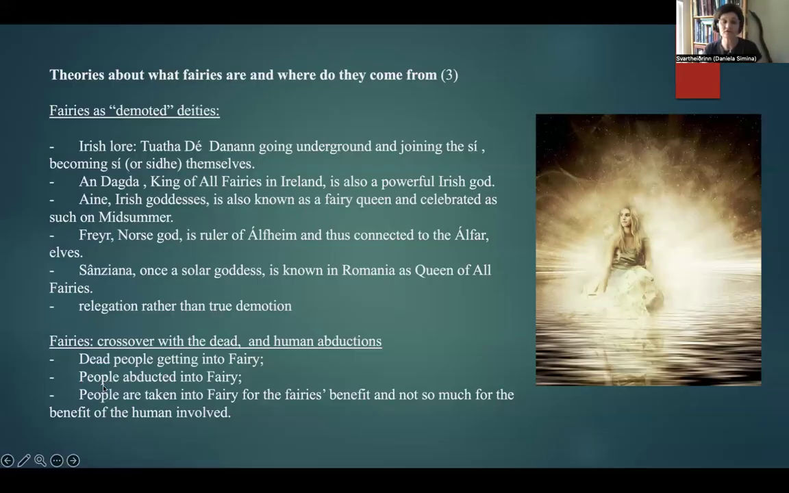We have a lot of stories about people being abducted into fairy, and we'll have an awful lot of material to cover in the other part of the course, in part 2, because we would make this one a day-long event if we got into all of the stories. So we have people abducted into fairy, and this can be children.